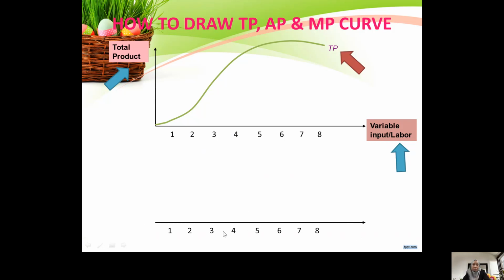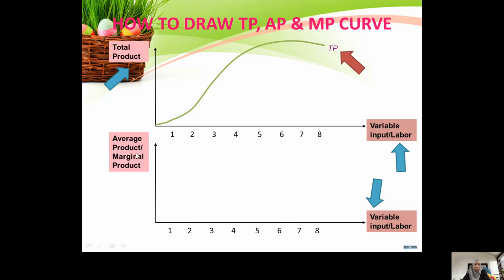This label, the value we get from the variable input. Okay, variable input is a label. So the value for the label, we get from the table, right? And then draw the line for the y-axis. The y-axis here is the value from the average product or marginal product. So you combine all together to get this.